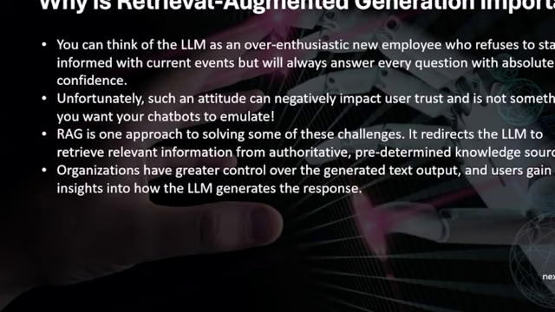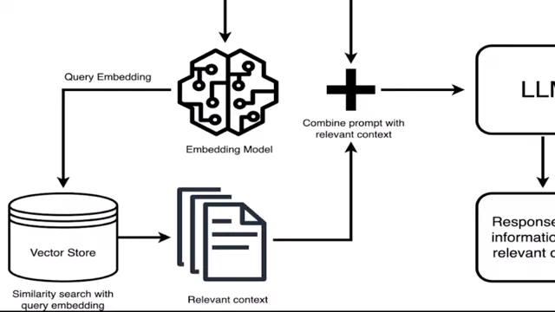It redirects the large language model to retrieve relevant information from authoritative, predetermined knowledge sources. Organizations have greater control over the generated text output, and users gain insight into how the LLM generates a response. So it will give you more relevant resources and relevant information, so you can simply utilize it. This is the architecture of the RAG.